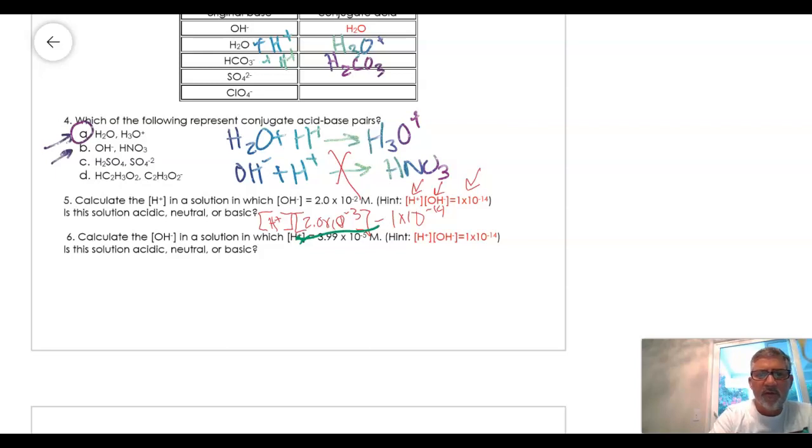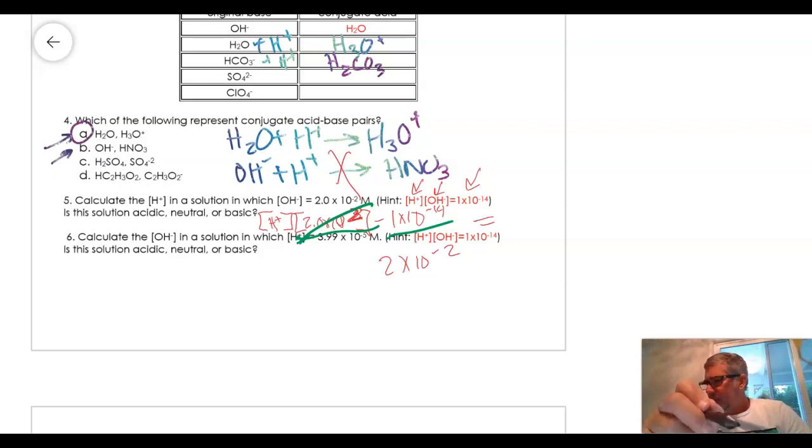I'll move it here. So I'll take that and cross it out. I'll move that over here. And realize I put times 10 to the negative 3 here, but this is actually 2. Right, times 10 to the negative 2. So I'll solve that on my calculator, and I'll get 5 times 10 to the negative 13.